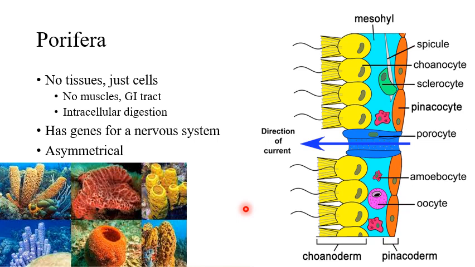Sponges are really cool. They're filter feeders because they have no tissues. All digestion is intracellular, right? So they have to just grab stuff and bring it into their cells to break down. There's no digestive tract. There's no circulatory system or anything like that. Really, really simple.